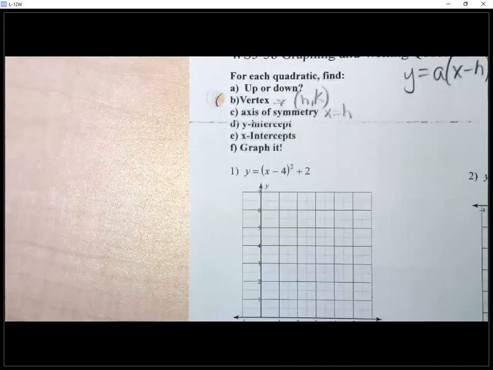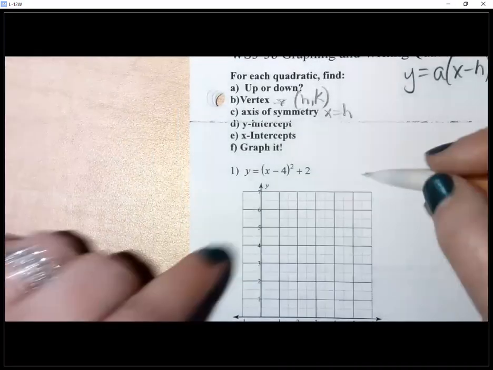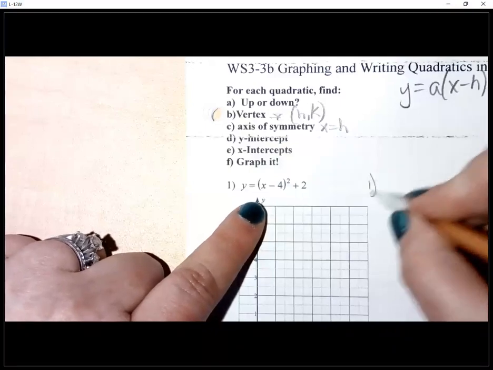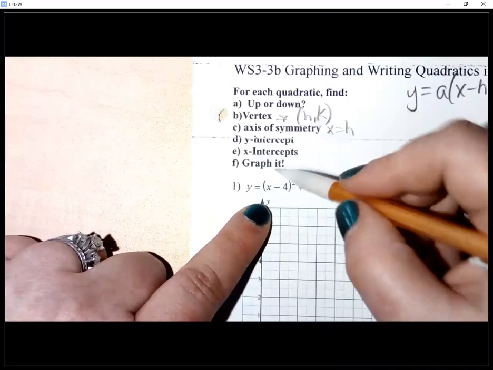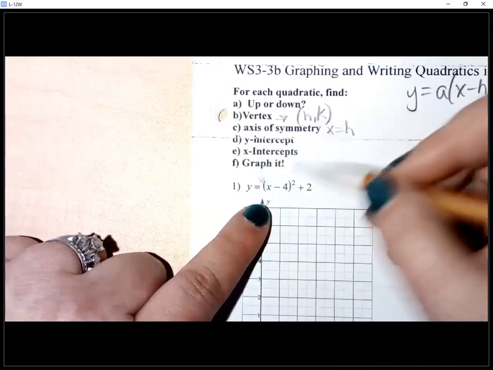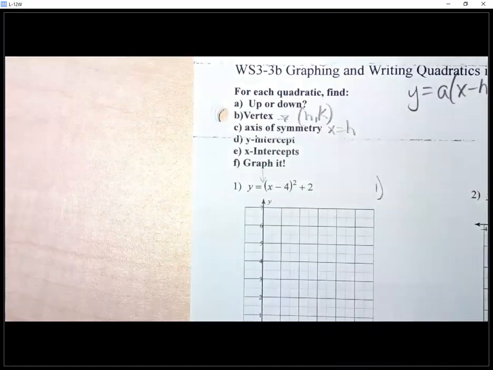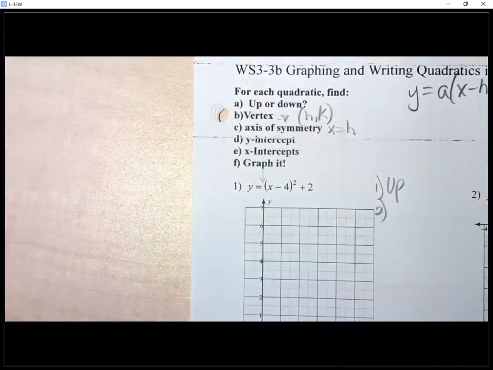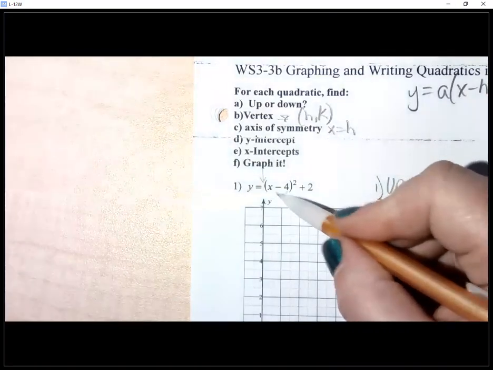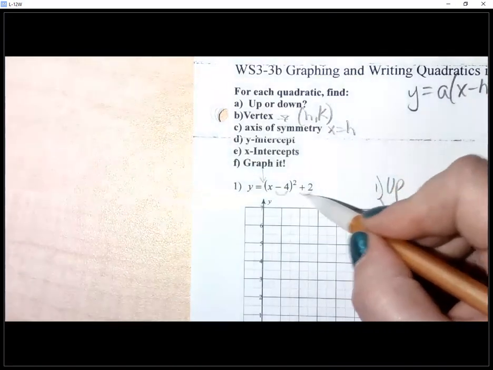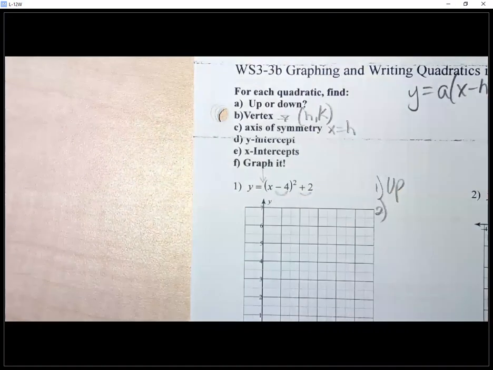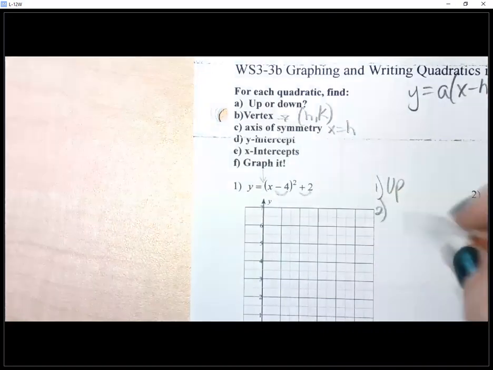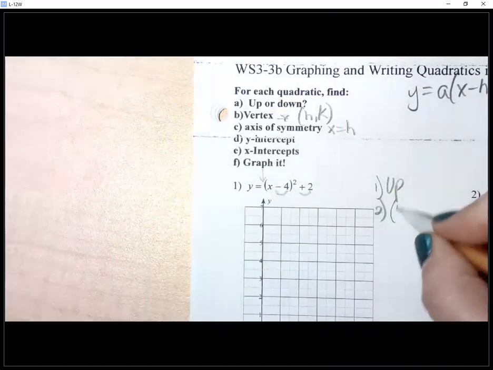So number 1, is this thing going to be up or down? Up, right? Because I'm looking at A for that answer, and A is always the coefficient, the number out in front here. If there isn't one, it's just a +1. So this thing is going to be up. The vertex is always the opposite of this number, comma, this number. So you don't have to do any math because that's H, right? The opposite of that, and that's K, whatever that is. So my vertex is literally at just 4, 2.